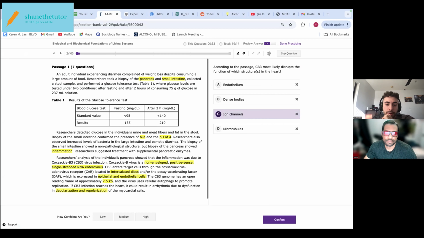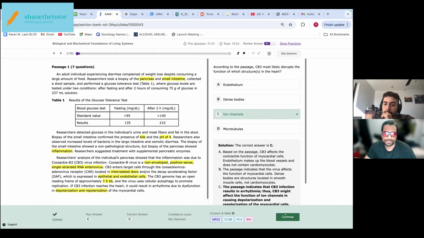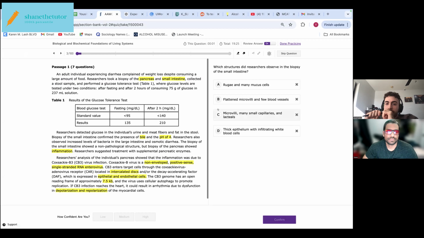Endothelium, they talked about it here, but it's not really... talks about DAF. Yep. Which structures did researchers observe in the biopsy of the small intestine? So biopsy, small intestine. We had the bile and we had the pH. And then they also saw increased levels of bacteria. Oh no, this is the large intestine.